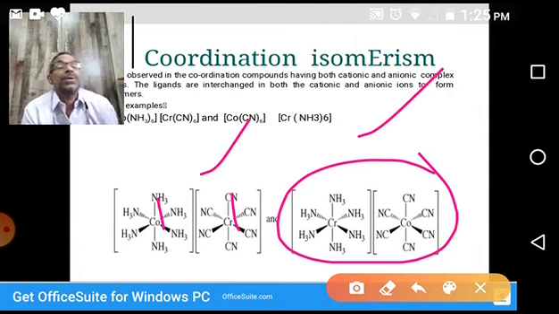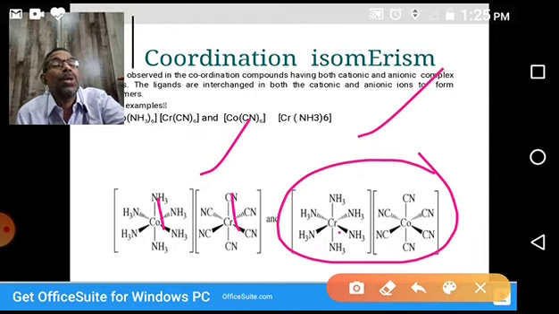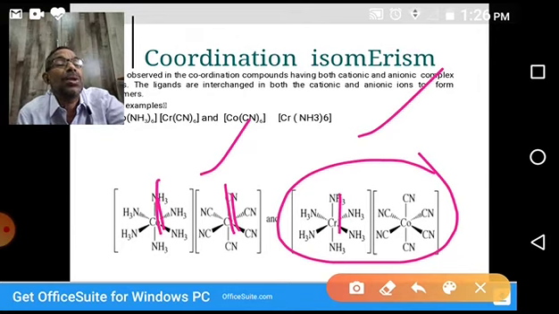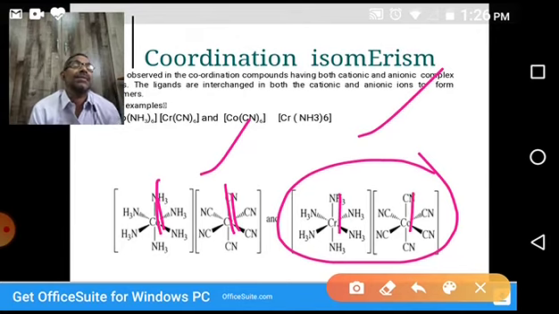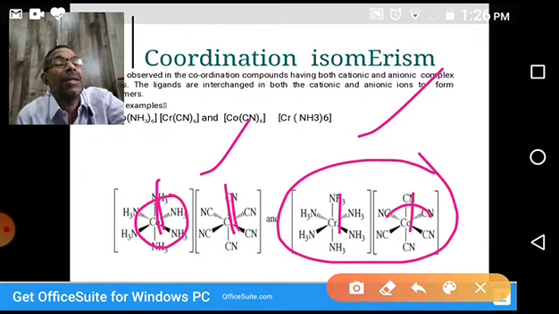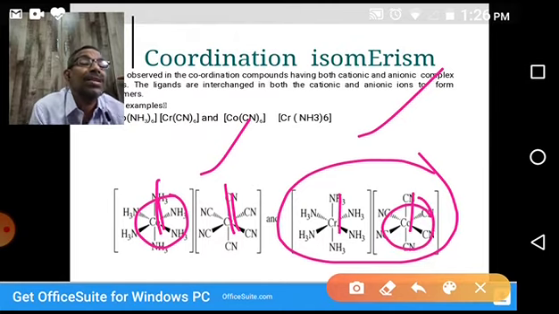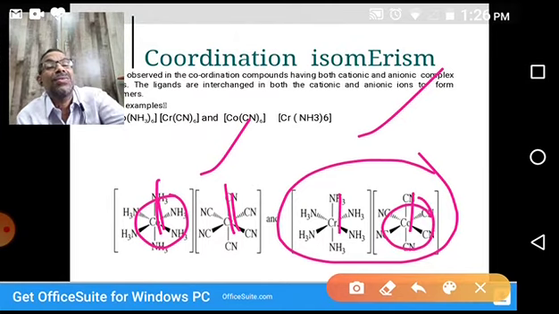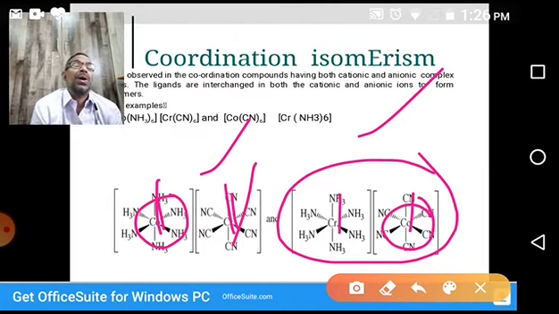Okay, in this case, chromium is linked to ammonia. In this case, chromium is linked to cyanide. In this case, cobalt is linked to ammonia. In this case, cobalt is linked to cyanides. So in this case, cobalt is in the cationic complex. In this case, cobalt is in the anionic complex. That's why we say cobaltate. In this case, we say chromate, chromium in the anionic complex.